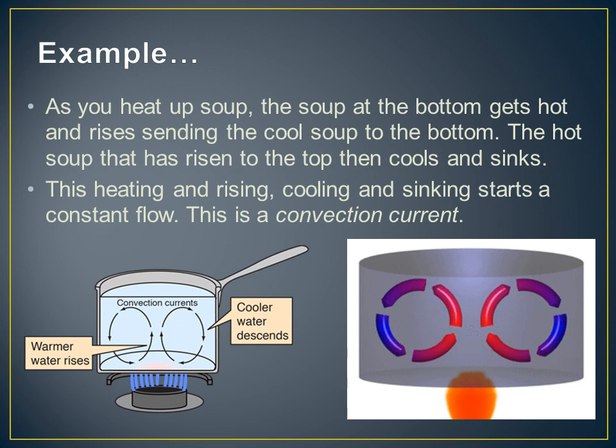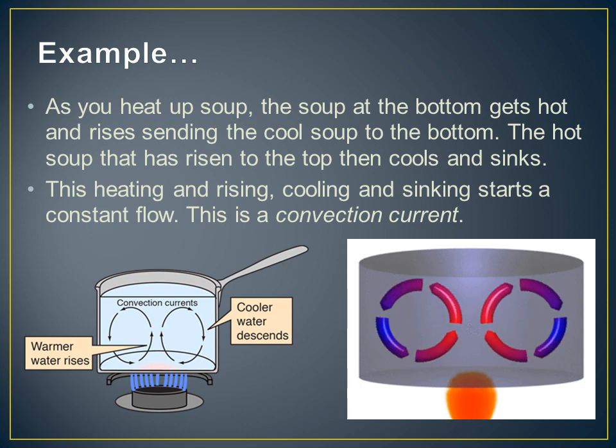So, again, if you're still a little unclear, just one quick example here. As you heat up soup, the soup at the bottom gets hot and rises, sending the cool soup to the bottom. The hot soup that has risen to the top then cools and sinks. This heating and rising, cooling and sinking starts a constant flow. And this, again, we call a convection current.